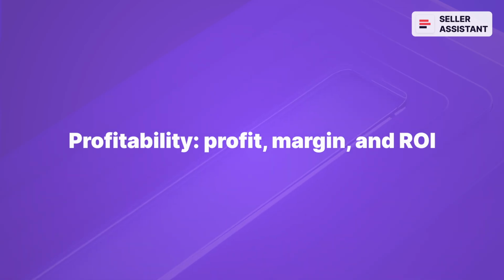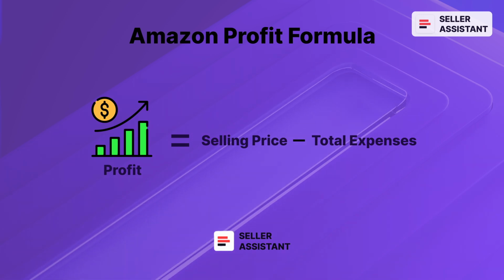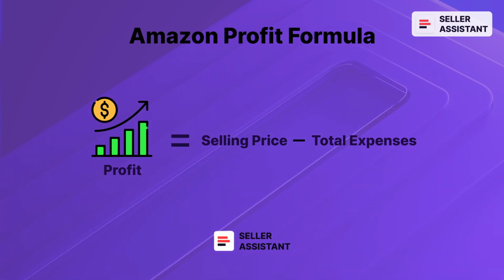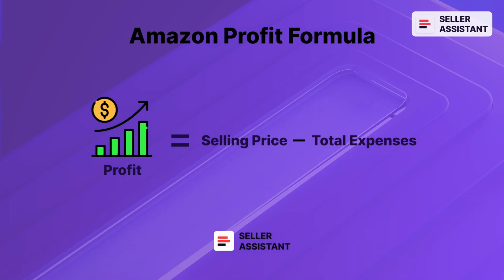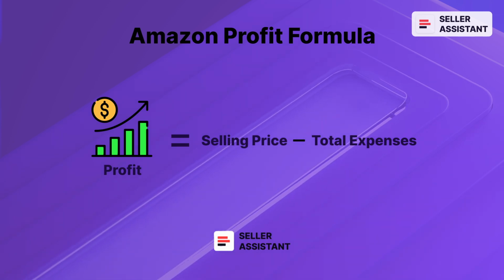Profitability, profit margin, and ROI. When you set your price, you must know how much money you will get after costs and how profitable your investment in the product is. Profit. Profit is calculated as the selling price minus COG, referral fees, FBA fees, if applicable, monthly storage fees, sales tax and VAT, if applicable, and logistics, 3PL costs, if applicable.